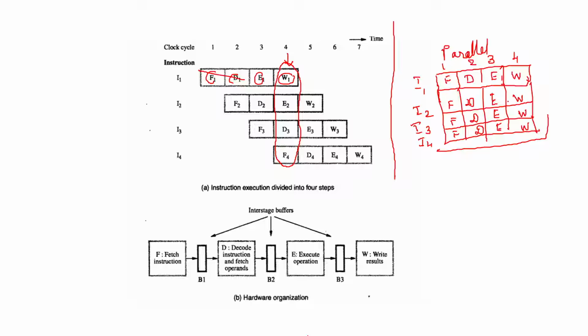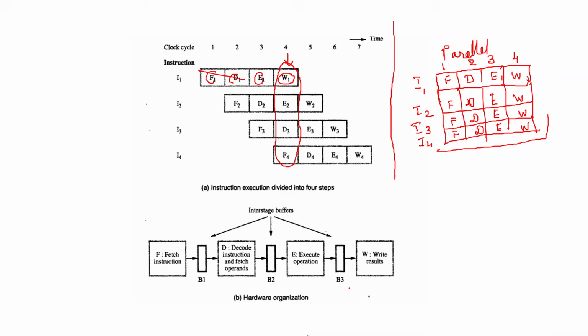Here we have one hardware unit for each stage, but each hardware unit is executing a different instruction. That is the concurrent execution. In parallel execution, if you want to execute 4 instructions parallelly, that many hardware units you should have. Okay, that is parallel processing.